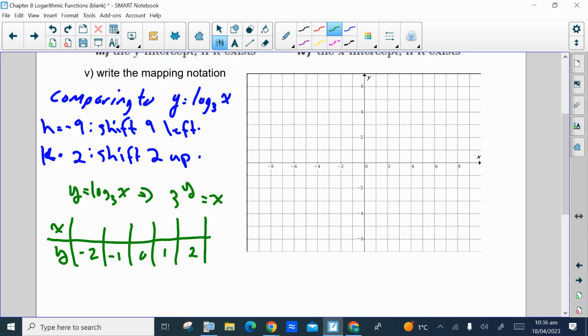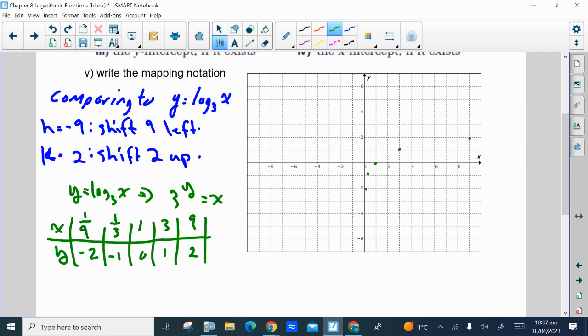When y is negative 2, 3 to the negative 2 is 1 over 3 squared, or 1/9. 3 to the negative 1 is 1 over 3 to the positive 1. 3 to the power 0 is 1, 3 to the 1 is 3, and 3 squared is 9. So I've got the point, sorry, 1/9 comma negative 2. I've got 1/3 comma negative 1. I've got 1 comma 0, 3 comma 1, and 9 comma 2.